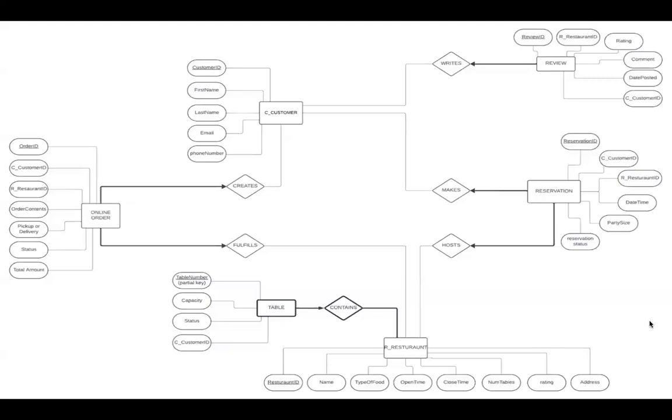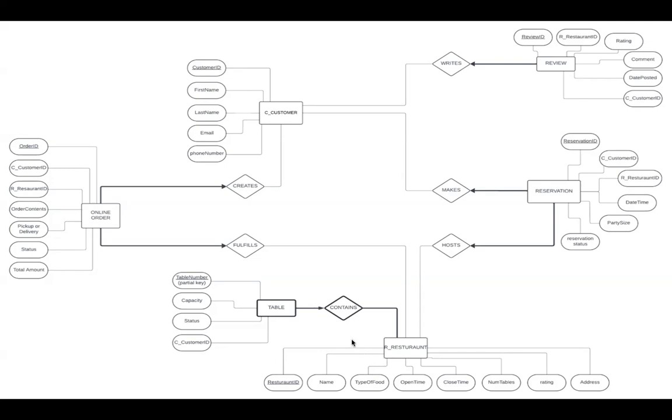All right. I'm going to explain the relationships of our ER diagram. So the customer is going to be able to write as many reviews as they want to, but a review can only be written by one and only one customer. Same thing with the reservation. A customer can make as many reservations as they want, and a reservation will be only made by one and only one customer.